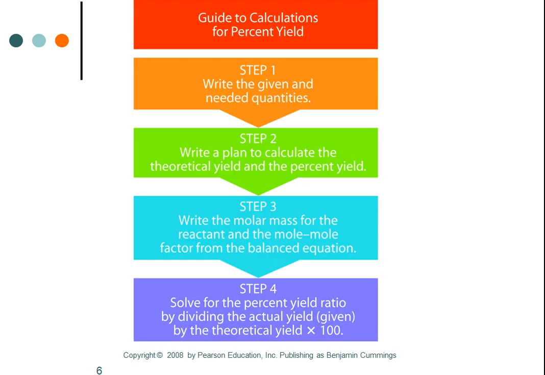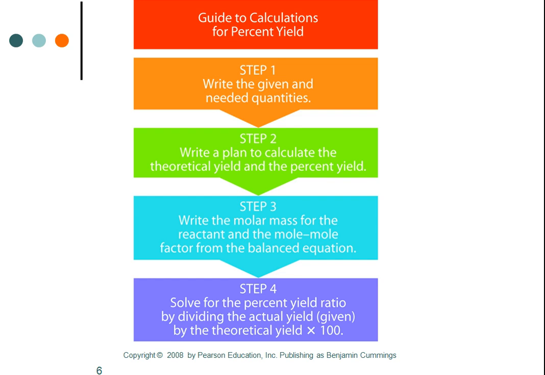Here are a couple of steps to follow. It's a nice colorful little flowchart in terms of what to do for these types of problems. Step 1, write the given and needed quantities. In other words, write out what you know, write out what you're looking for. Step 2, write a plan to calculate the theoretical yield and the percent yield. Step 3, write the molar mass of the reactant and the mole-mole factor, in other words, the mole ratio from the balanced equation. And finally, solve for the percent yield ratio by dividing the actual by the theoretical and then multiplying by 100%.